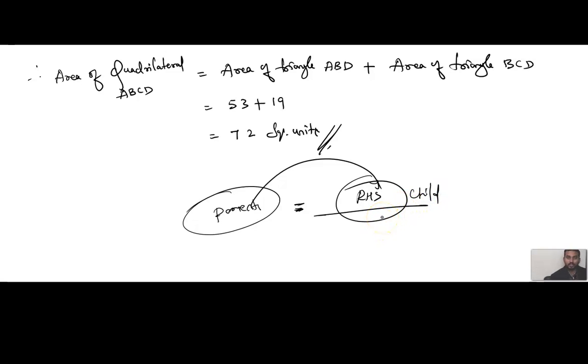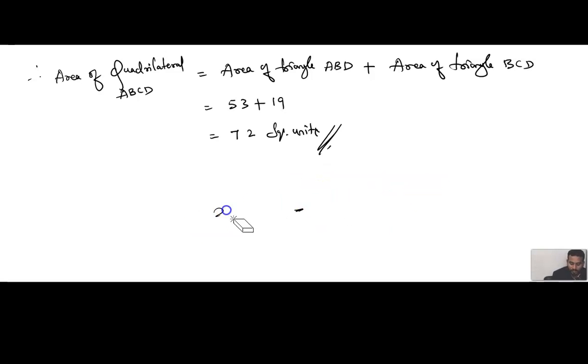Simply if you write the children with no parents, it is absolutely wrong. You can't do like that. So you have to write the parents. That is, you should write this part: area of quadrilateral ABCD is equal to 72 square units. I hope you have understood the problem, right?